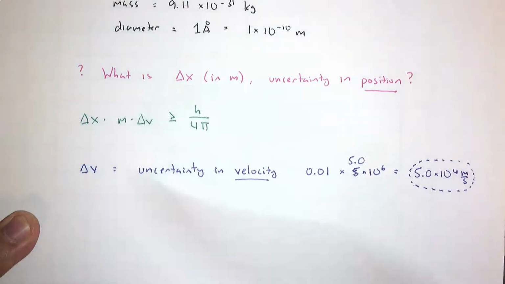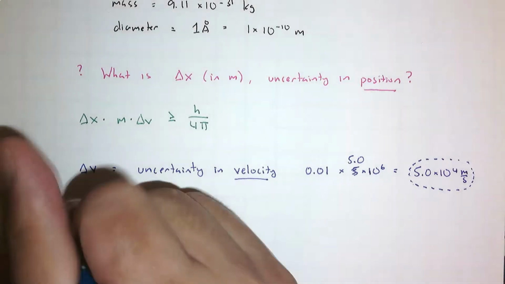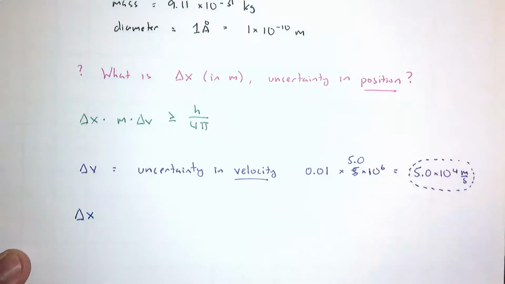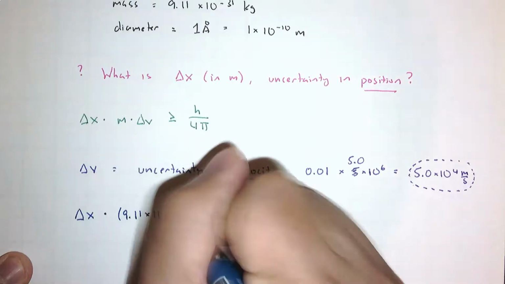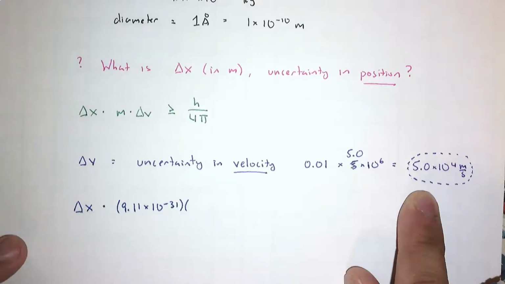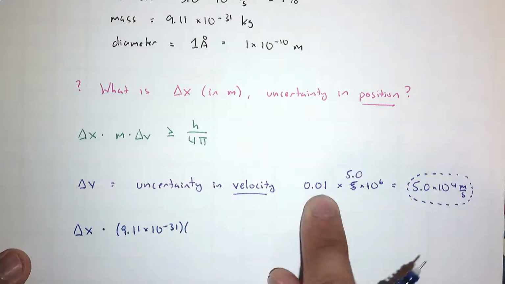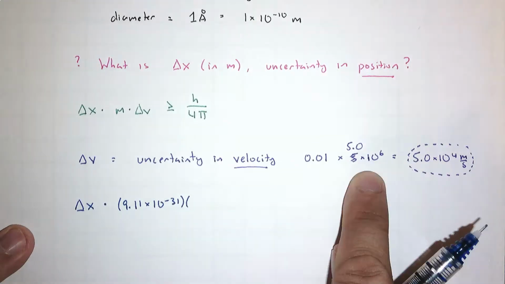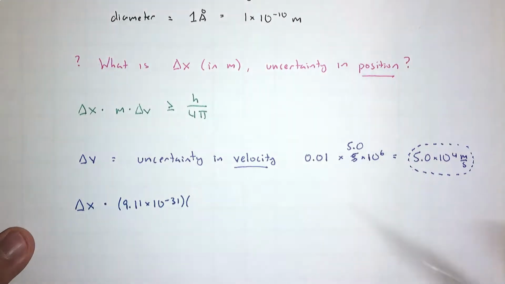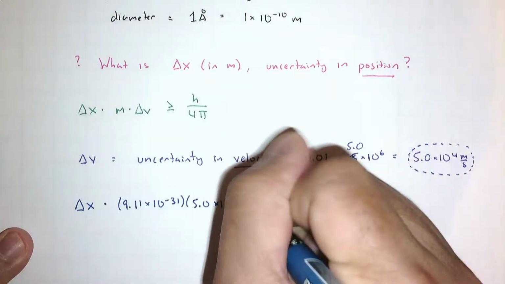Okay. We're going to plug that in. Well, I think we could plug that in right away. The uncertainty in the position equals, or times, the mass. The mass is 9.11 times 10 to the minus 31. And now we have the uncertainty in velocity. We had the percentage, and we converted it into a decimal and multiplied that speed by that uncertainty. Because it is 1% of the speed. That's the error or the uncertainty. And that is 5.0 times 10 to the 4.